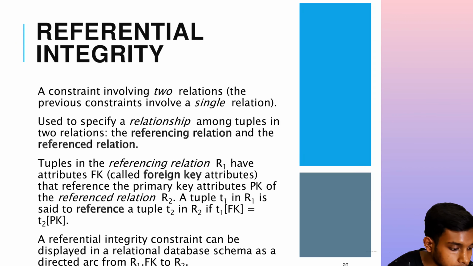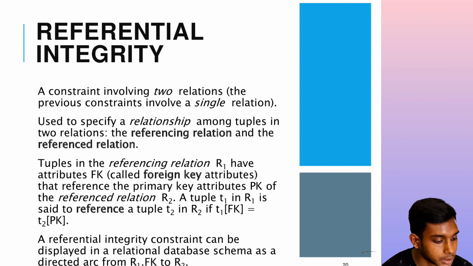Referential integrity. This is a constraint involving two relations. The previous constraints involve a single relation. Referential integrity is used to specify a relationship among tuples in two relations, the referencing relation and the referenced relation. A referential integrity constraint can be displayed in a relational database schema as a directed arc from relation R1's foreign key FK to relation R2.